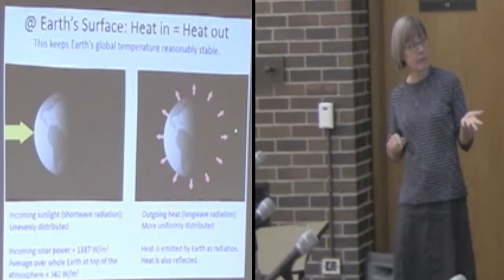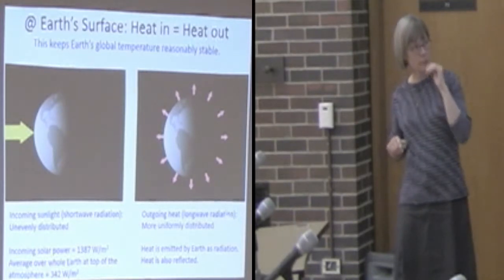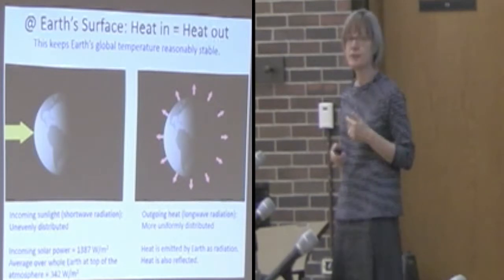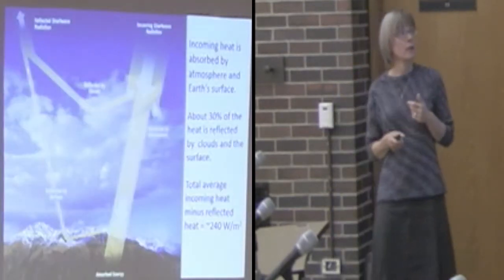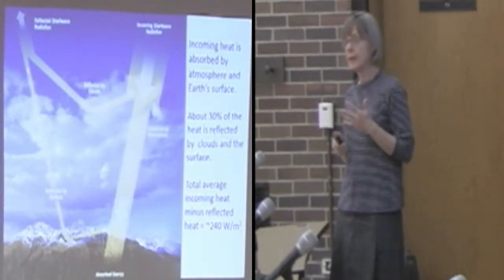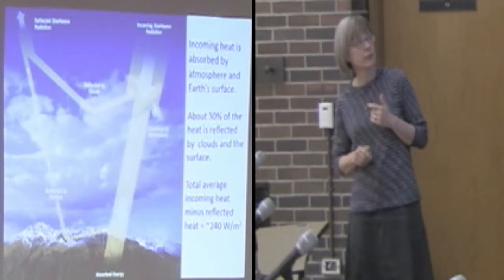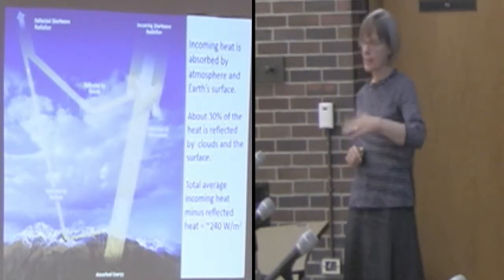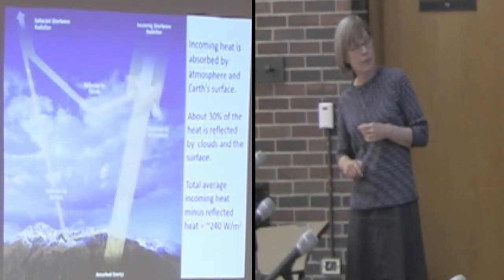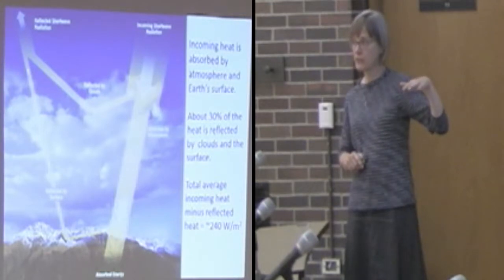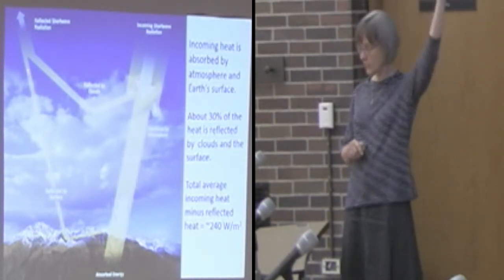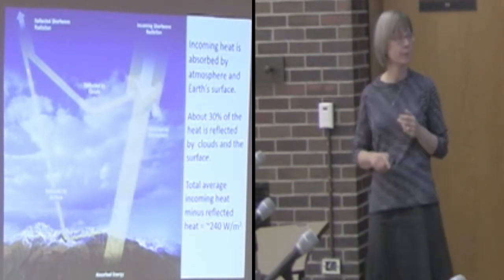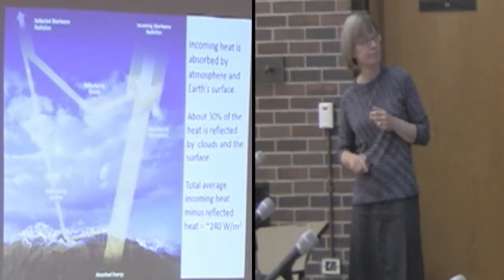The heat that's coming out of the Earth is long-wave radiation. It's more uniformly distributed, okay? And heat is also reflected from the surface of the Earth. So the incoming heat is absorbed by the atmosphere and the surface of the Earth, and about 30% is reflected back off by the clouds and the actual land surface. And so the total average of incoming heat minus what's reflected and given back off is about 240 watts per meter squared. So a bit lower than the average.